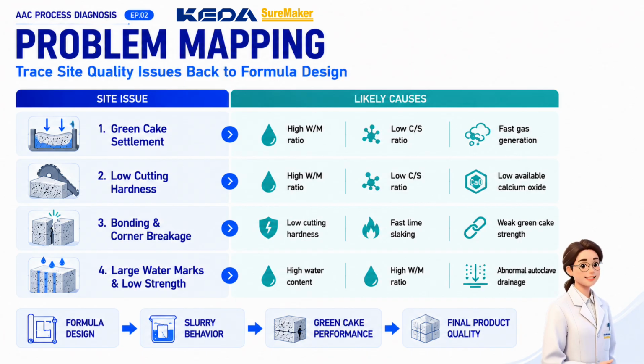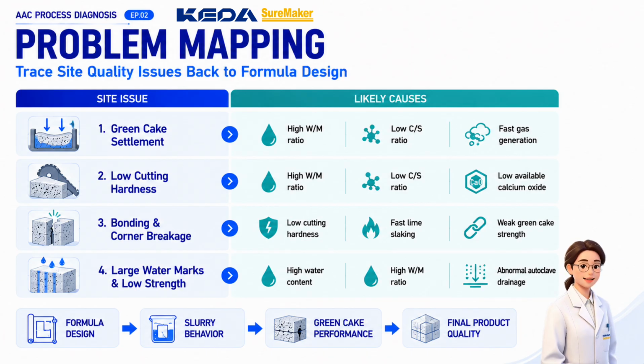If cutting hardness is low, possible causes include high water-to-material ratio, slow thickening and hardening, low calcium-to-silicon ratio, slow hydration and hydrothermal reaction, or low available calcium oxide in quicklime. If bonding and corner breakage occur during separation, the direct reason may be low cutting hardness. And low cutting hardness may be caused by high water-to-material ratio, low calcium-to-silicon ratio, low available calcium oxide in quicklime, or fast lime slaking speed.